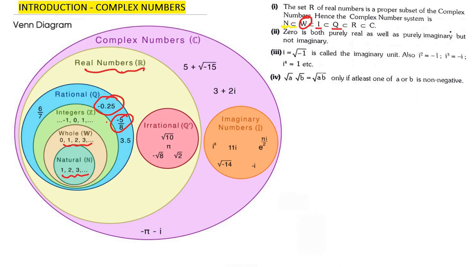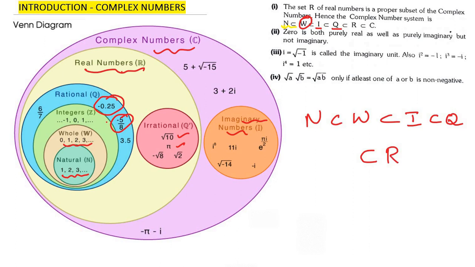Real numbers contain the sets of natural numbers, whole numbers, integers, rational numbers and irrational numbers. Irrational numbers, root of 10 and pi, come under irrational numbers, and the set of all the numbers along with the imaginary numbers comes under the set of complex numbers. So natural numbers are contained in whole numbers, contained in integers, which is a subset of rational numbers, a subset of real numbers, again a subset of complex numbers.